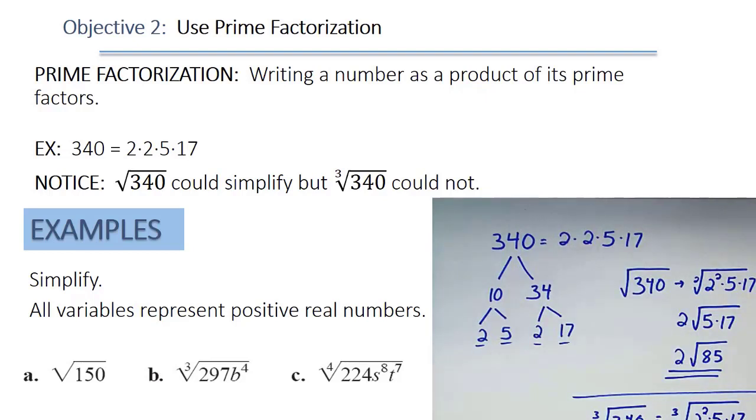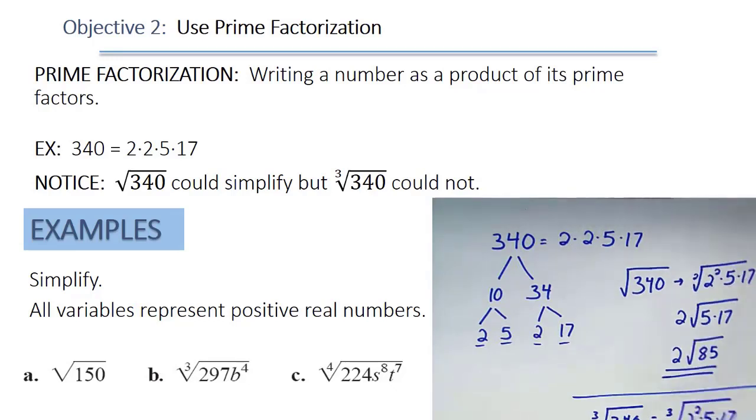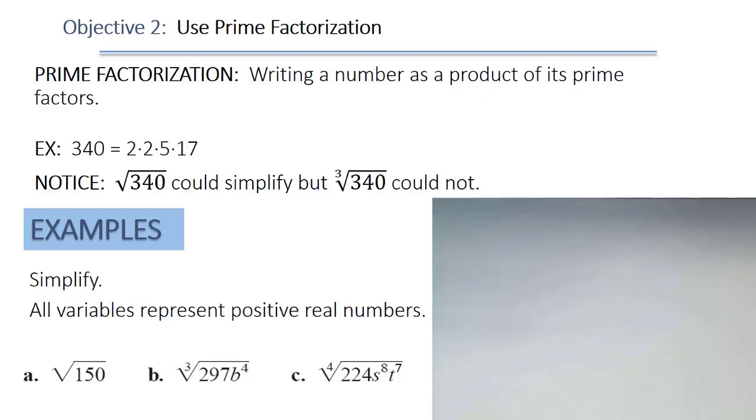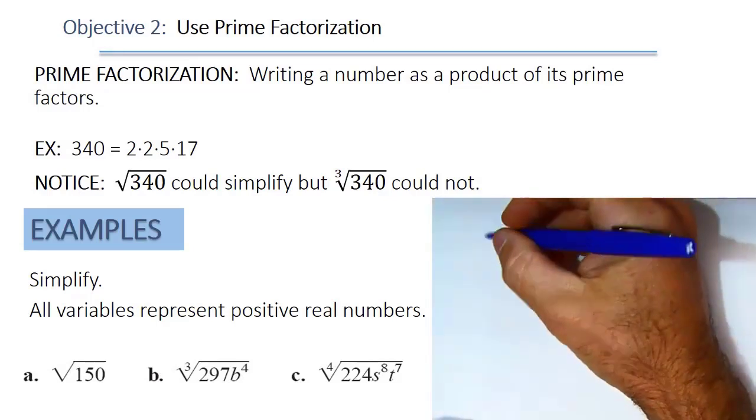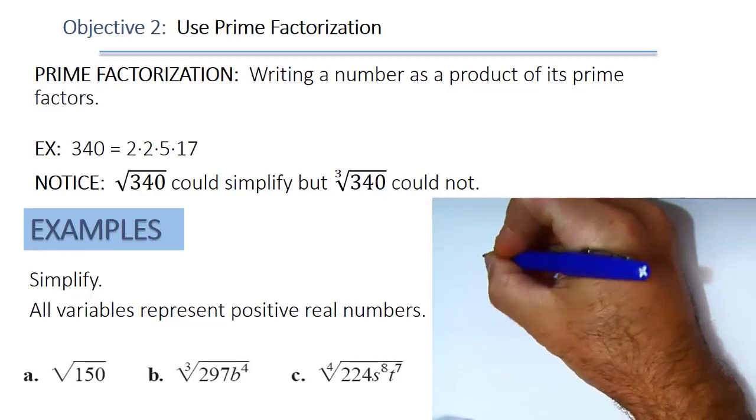Okay, so with that in mind, let's pop through 3 more quick examples and simplify these 3 values. Now notice the instructions here say all variables represent positive real numbers. That just means we don't have to mess with any absolute value signs. We're going to assume that everything is positive here.